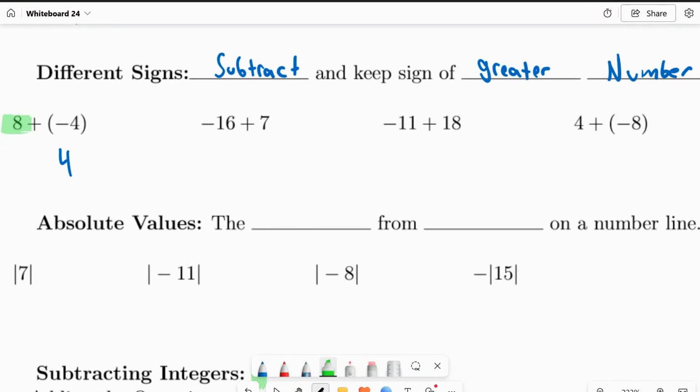In the second example here, negative 16, 16 is greater than 7. So we're going to subtract the two numbers. So we have 16 minus 7, which gives us 9. And then we are just going to add the negative symbol out in front because 16 is the greater of the two numbers.